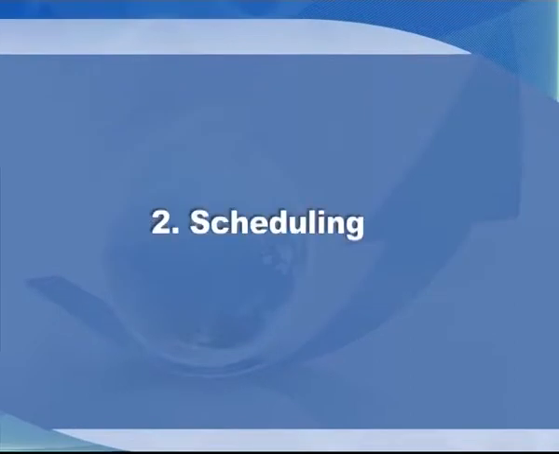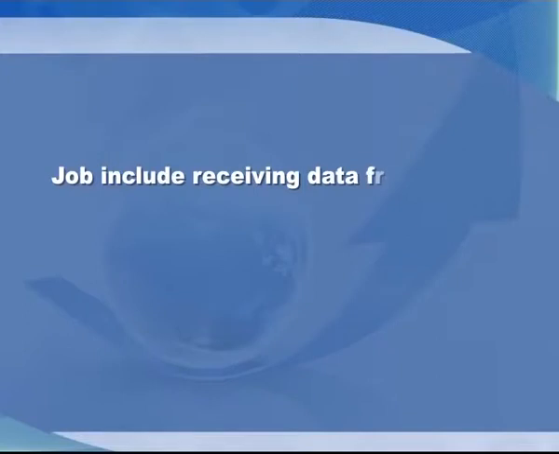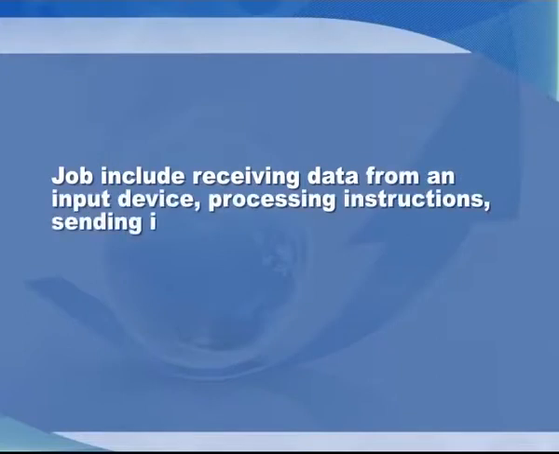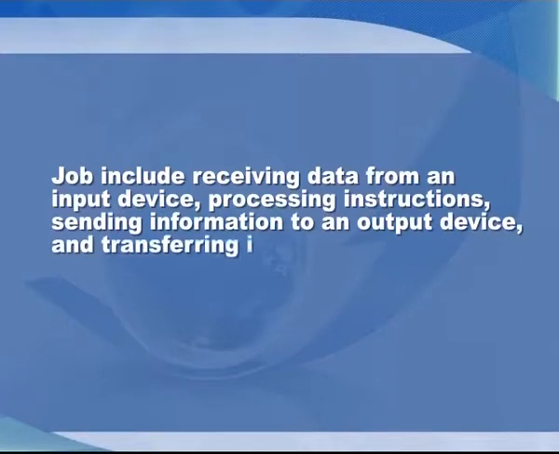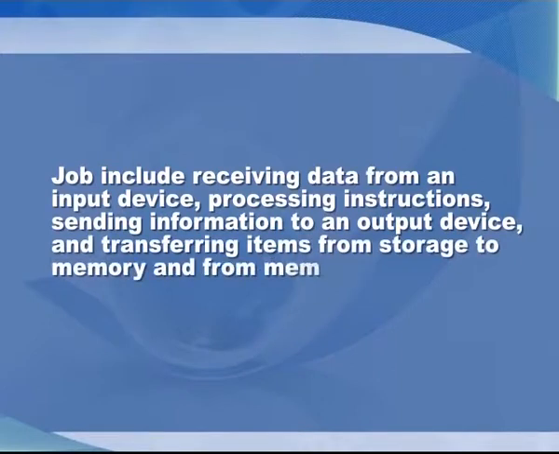Number 2. Scheduling. The operating system determines the order in which jobs are processed. A job is an operation the processor manages. Jobs include receiving data from an input device, processing instructions, sending information to an output device, and transferring items from storage to memory and from memory to storage. Thousands of pieces of work can be going on in a computer simultaneously. The operating system coordinates the scheduling in various areas of the computer so that different parts of the different jobs can be worked on at the same time.